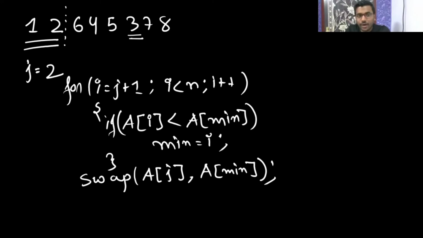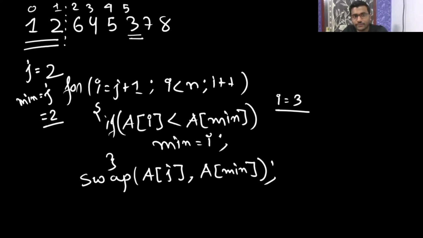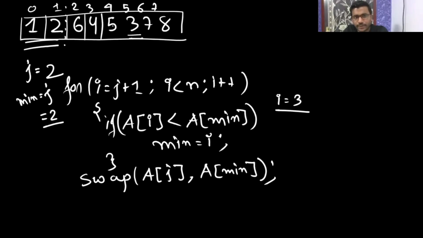Now i will be your 3. Now a of 3 is your... you will assume first min is your j, that is your 2 only. So now a of 3 is this one: 0, 1, 2, 3, 4, 5, 6, 7. Let's take this iteration, then we will write the algorithm and the code.